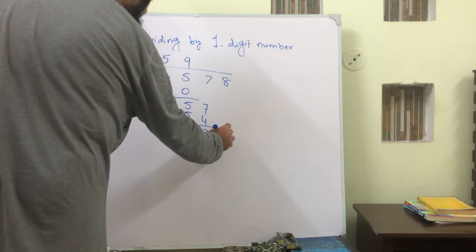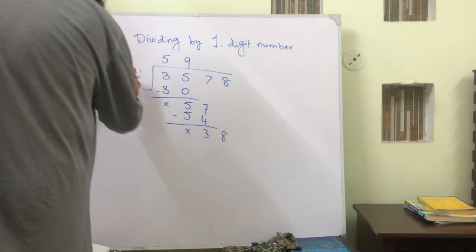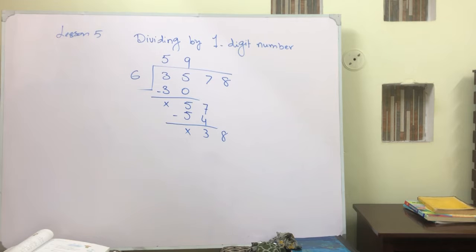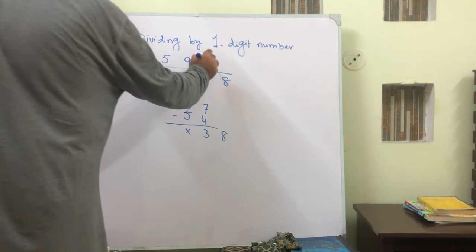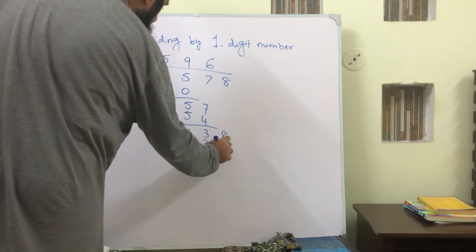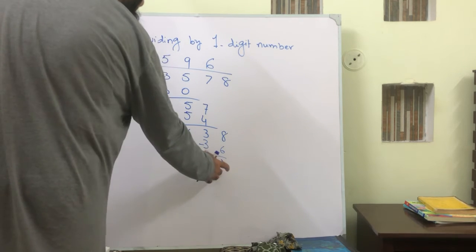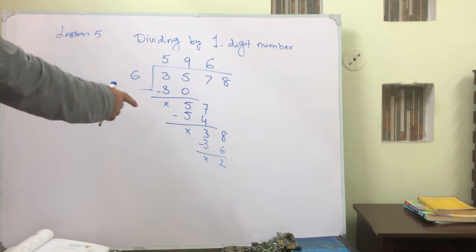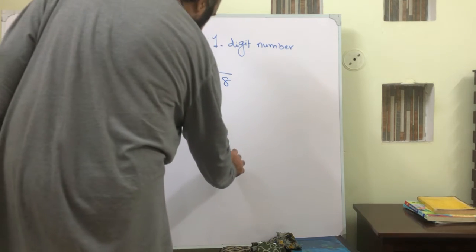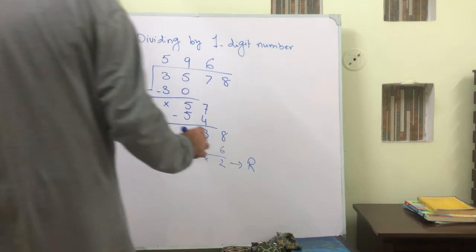Bring 8 here. 38 divided by 6. 6 6s are 36. 8 minus 6 is 2. 3 minus 3 is 0. 2 cannot be divided by 6. So 2 is the remainder. We put R here.